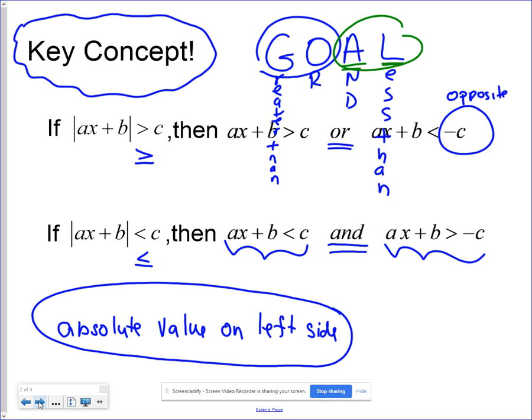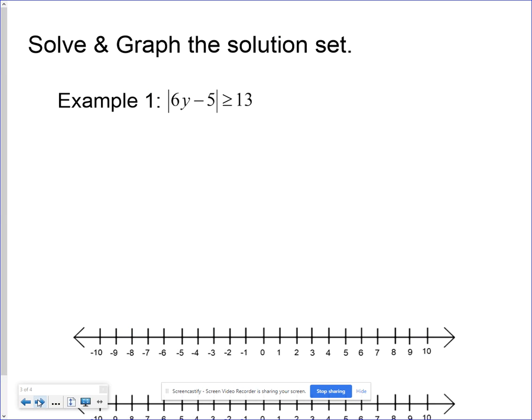All right, let's look at two examples here. This is what you're going to be doing on today's assignment. It says solve and graph the solution set. All right, so we're going to start it off. We want to make sure my absolute value is by itself on the left side, and it is. And remember, our goal is to get the correct answer. That's our goal. So our first step is we're going to remove the absolute value symbols. I'm just going to get rid of them. And then I'm going to keep my inequality symbol facing the same direction. And then I'm going to write a second inequality.